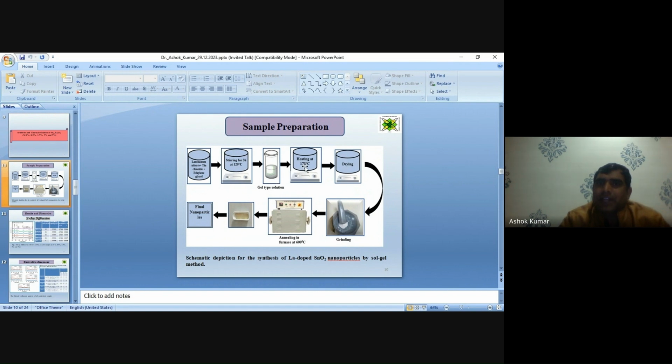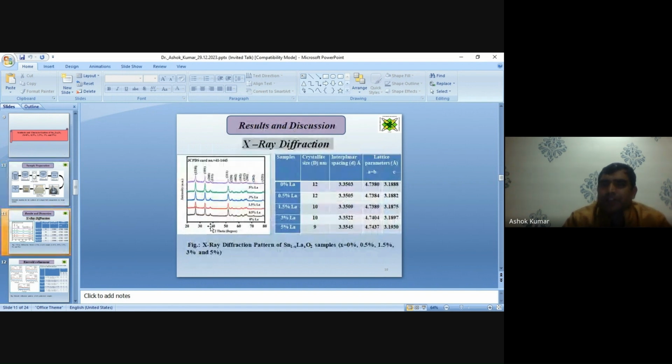The gel was then heated at 170 degrees Celsius to get the powder. The powder was further ground and annealed in the furnace at 600 degrees Celsius for 2 hours, and we get the final nanoparticles. Now, to know the structural, magnetic, and optical properties of these synthesized nanomaterials, we characterize them by various techniques. The first one is X-ray diffraction.